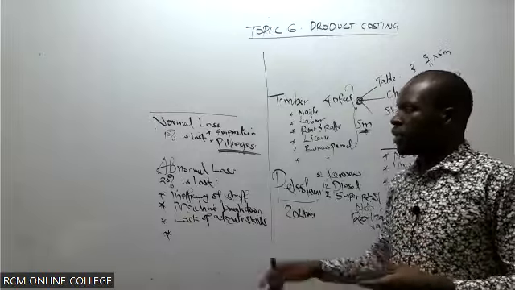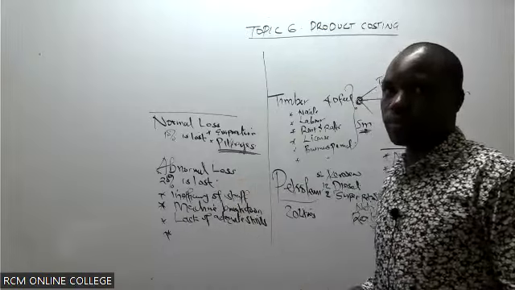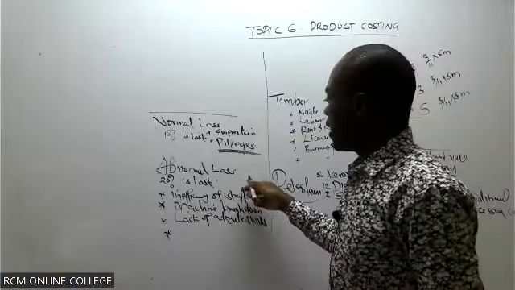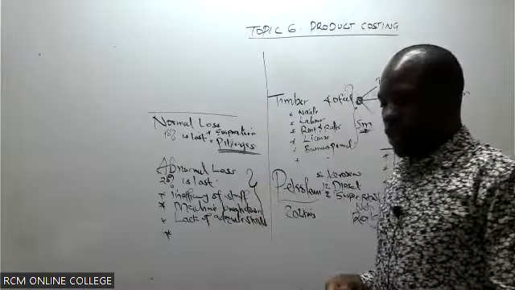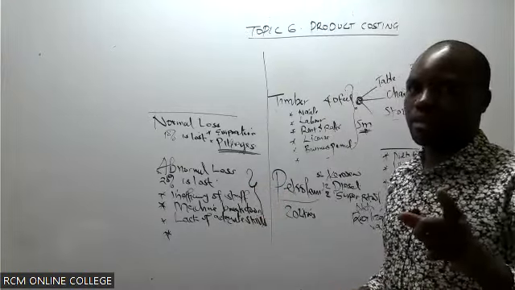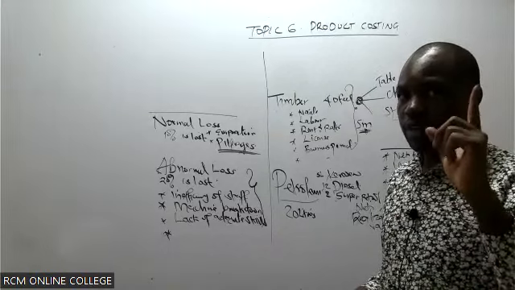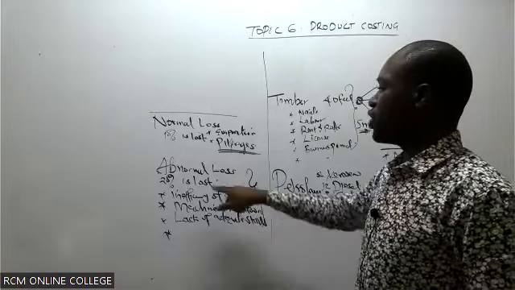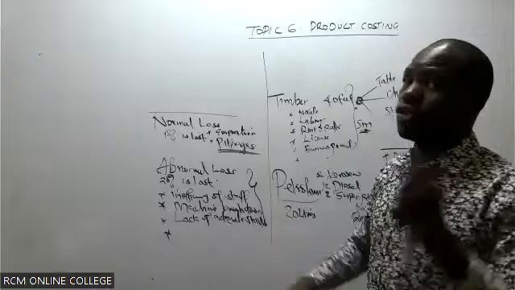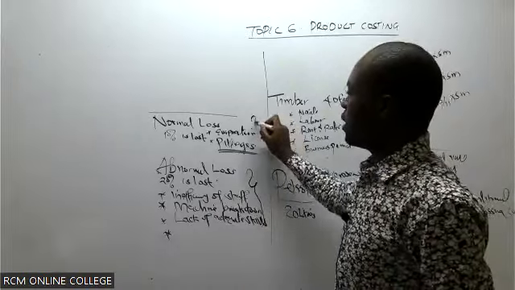And therefore, it will lead to what we call abnormal loss. So if the abnormal loss occurs, it must be part of the product cost. We cannot use this as an expense to reduce production cost. But this one here is allowed.